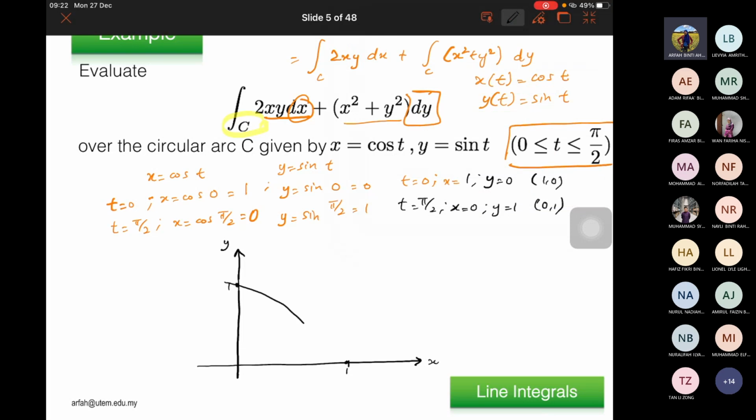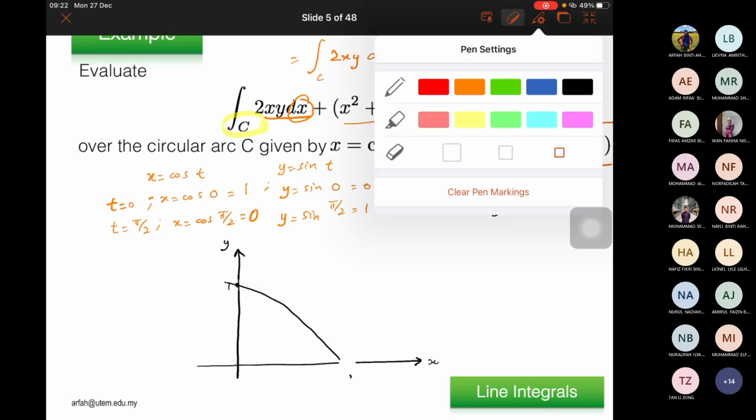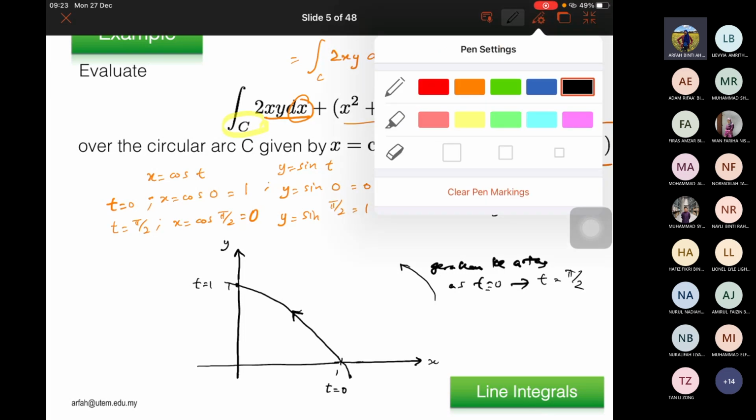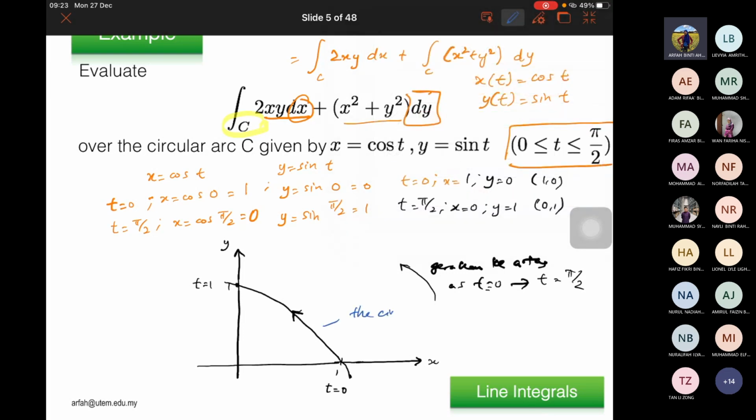Okay. So the movement is upward, because in this case t goes from 0 to pi over 2. So the motion goes upward from t equals 0 to t equals pi over 2. That's why the direction of the curve is upward. So this is the circular arc of C.